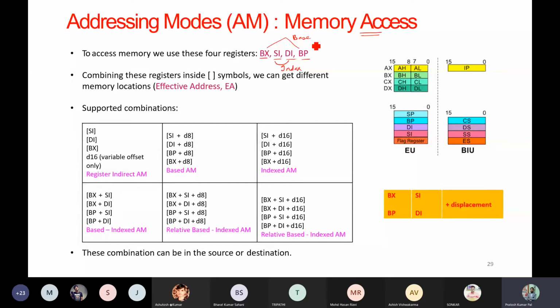Okay. So this memory location means the combination of these registers will be giving you the effective address, or we call it the offset address. So to access a memory, we will be having the segment register value and this offset register value. Okay. So to access a memory, that is, the physical address of a memory, what we do is we use the combination.